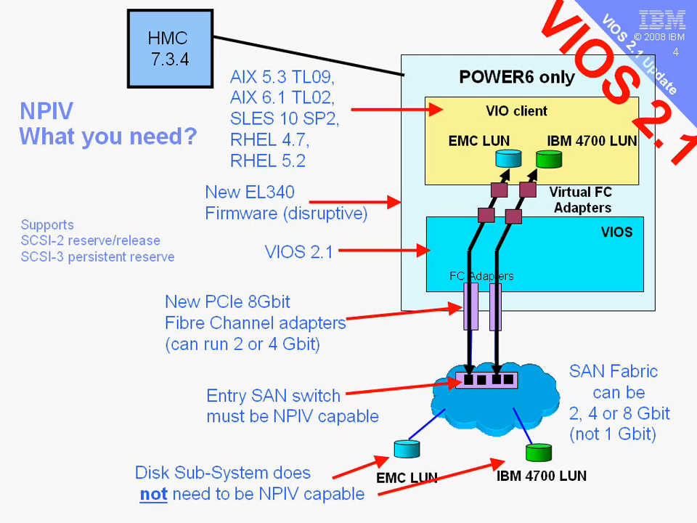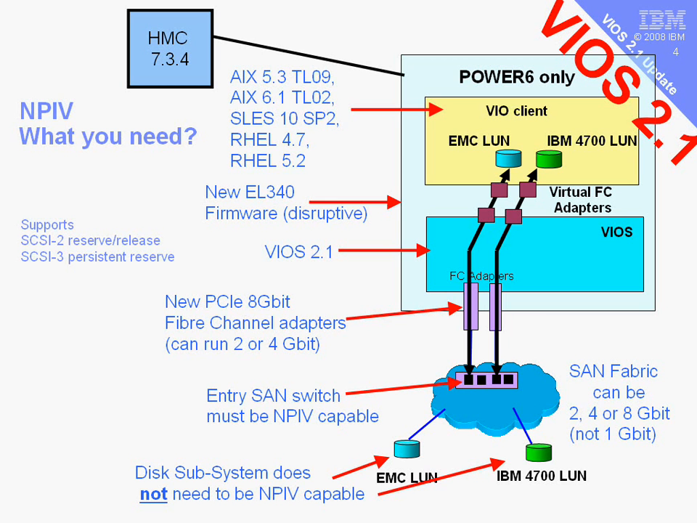Now, in the Power 6 only machines for NPIV, we use this new adapter, the PCIe 8 gigabit Fiber Channel adapter. It can run at 8 gigabits of course, but it can also fall back to 2 gigabit or 4 gigabit mode if that's what your fabric is running at. You'll need the VirtualIO Server 2.1, you can't use older versions. You'll also have to update your firmware. It has to be the EL340 firmware, and I'm afraid if you're on older versions of the firmware, that is a disruptive installation of the new firmware.